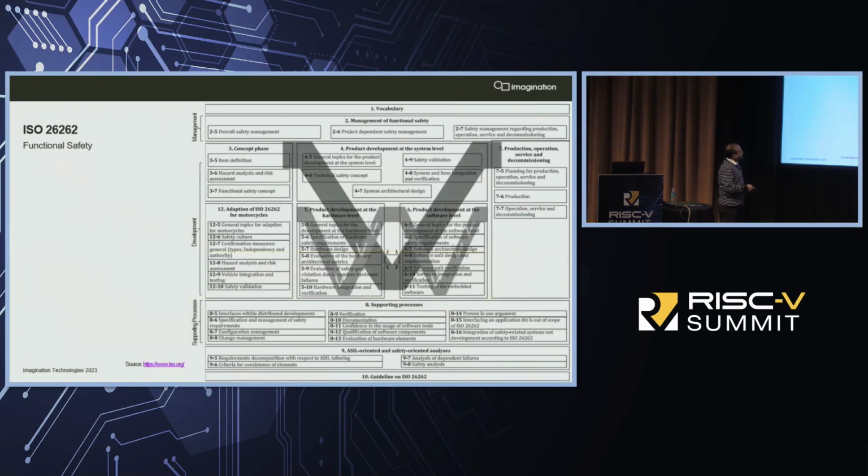Okay, this also may be a chart which many people are familiar with. This is the complete ISO 26262 process documentation. It has more than 10 parts and various chapters.